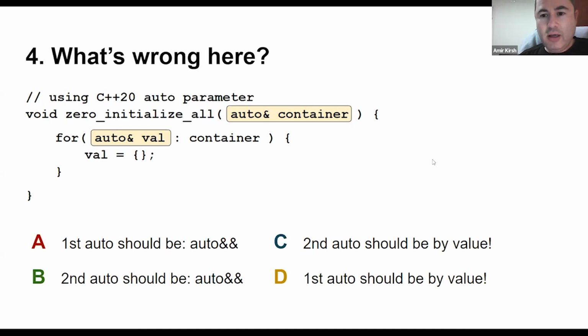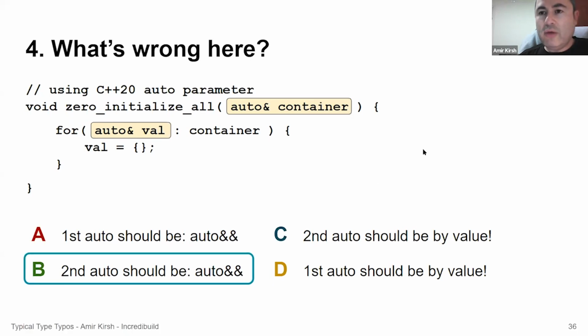What do you think? Well, most of you say B. B says that the second auto should be auto ref ref, and that's correct. Yes, the second auto should be ref ref. Why? Because the first auto says I'm getting the container as L value reference. That's fine. The second auto, well, here we actually want to get forwarding reference, also known as universal reference.